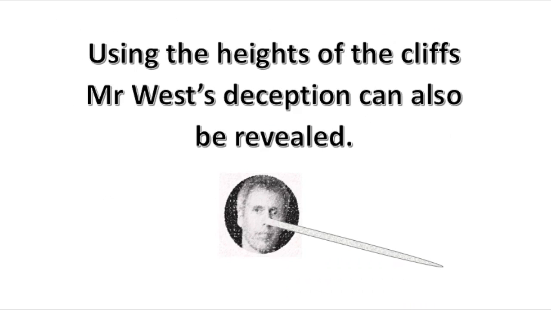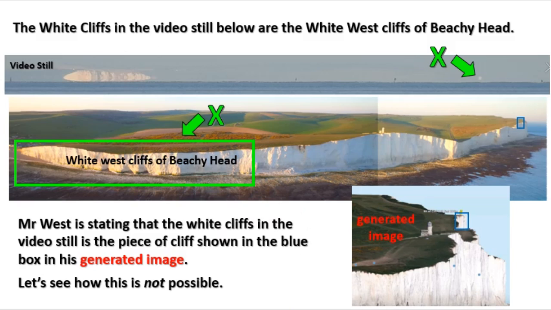Using the heights of the cliffs, Mr. West's deception can also be revealed. The white cliffs in the video still below are the White West Cliffs of Beachy Head. Mr. West is stating that the white cliffs in the video still is the piece of cliff shown in the blue box in his generated image. Let's see how this is not possible.